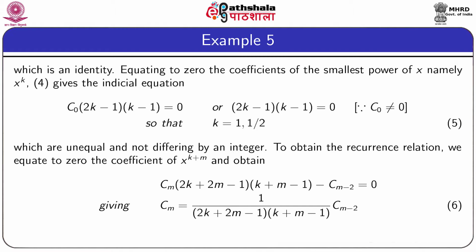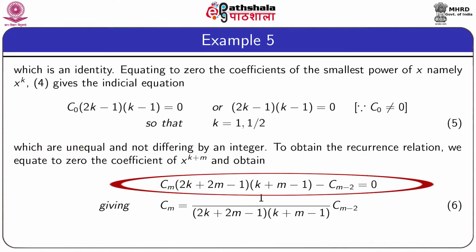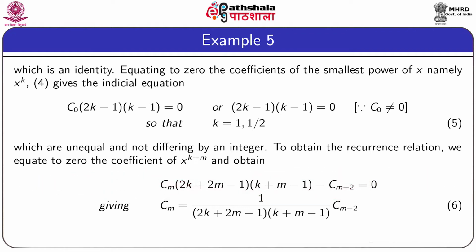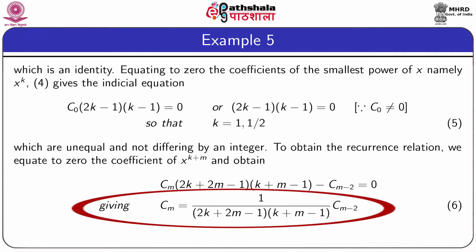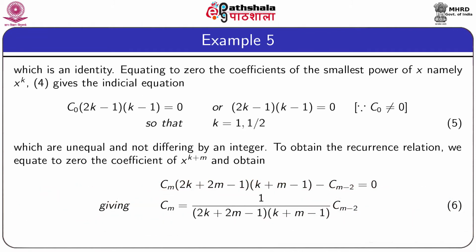So, to obtain the recurrence relation, we equate to 0 the coefficient of x^(k+m), and we get c_m (2k+2m−1)(k+m−1) − c_(m−2) = 0, which on simplification gives c_m = 1/[(2k+2m−1)(k+m−1)] c_(m−2), given by equation number 6.